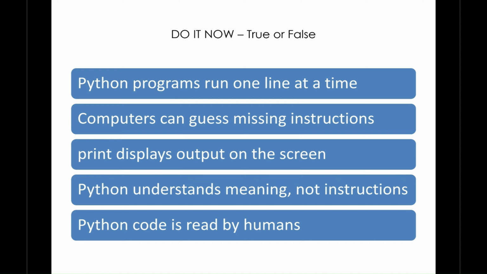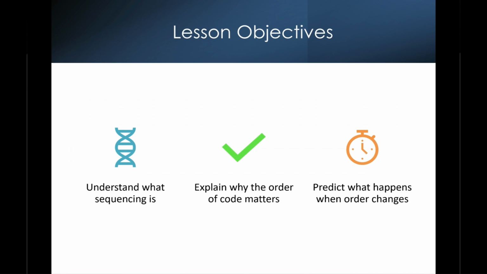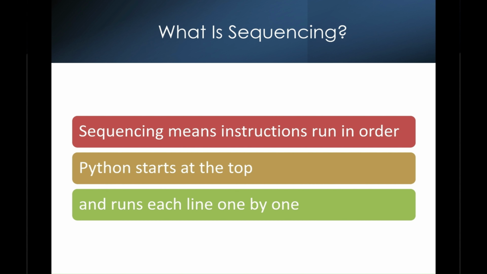And let's take a look at the objectives. Understand what sequencing is, explain why the order of code matters, and predict what happens when the order changes. But what is sequencing? Sequencing means instructions run in order. Python starts at the top and runs each line one by one. It doesn't skip ahead and it doesn't go backwards.